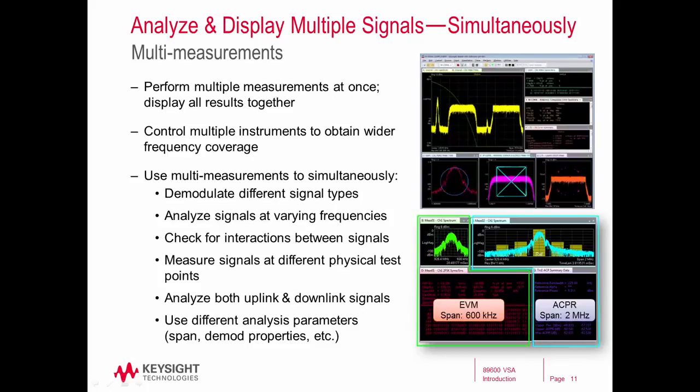You can check for interactions between signals because you have a known timing relationship between these acquisitions. You can also measure signals at different physical test points. So if you have 2 points on your board that you want to measure with 2 different analyzers, for example, you can control those both at the same time with the VSA software and then compare them in the software. Also useful for measuring uplink and downlink signals if you want to see what the timing is between those, or just analyze them both together.